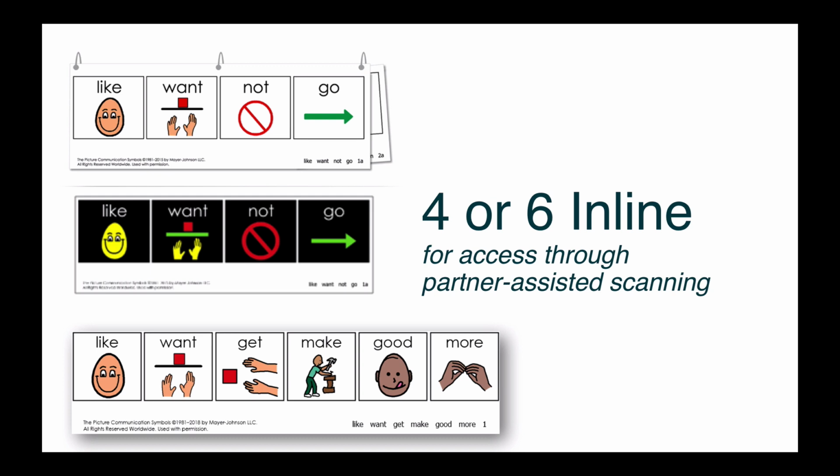Students who are just getting started with partner-assisted scanning might benefit from 4 symbols, while more experienced students might find more success with the 6 inline version. Partner-assisted scanning is discussed in more detail later in this module.